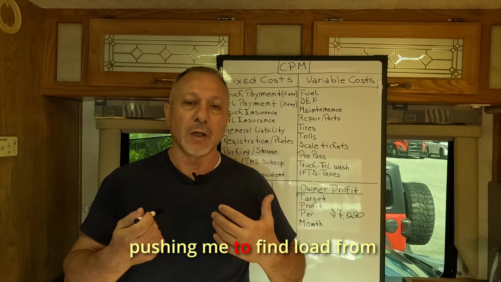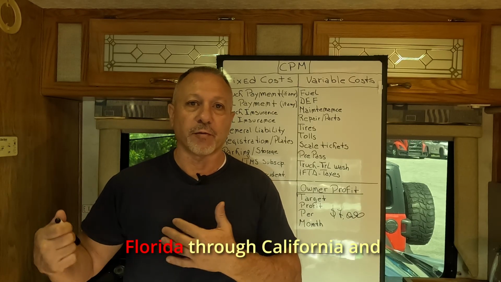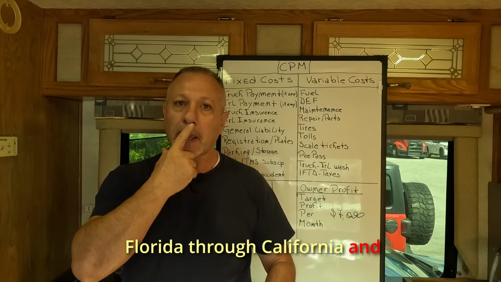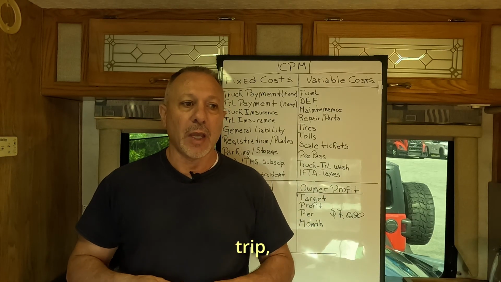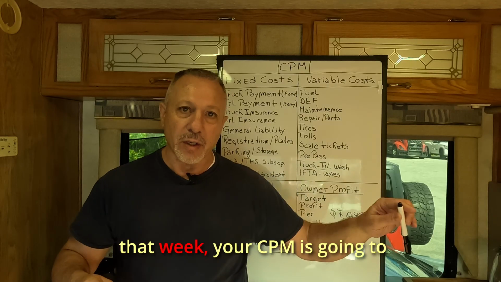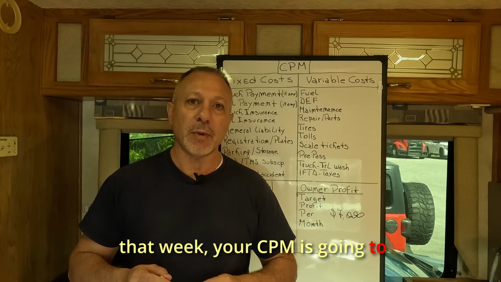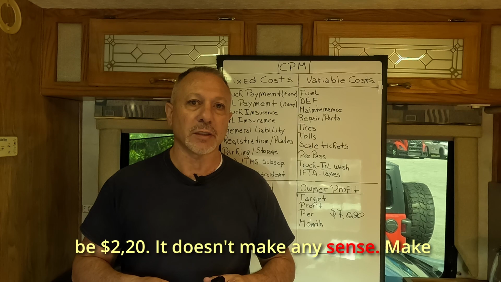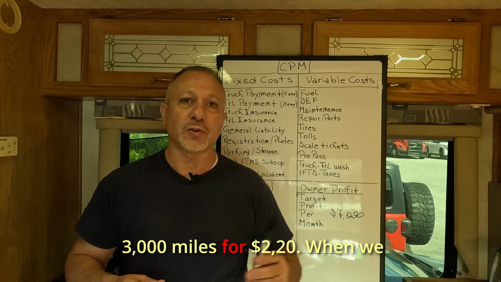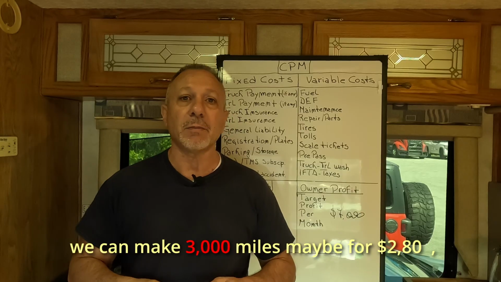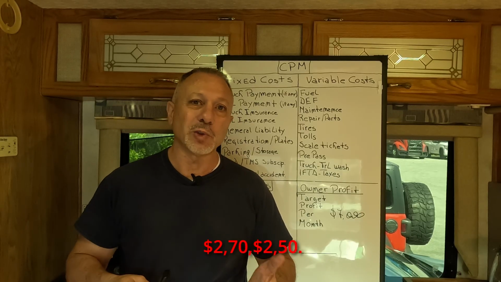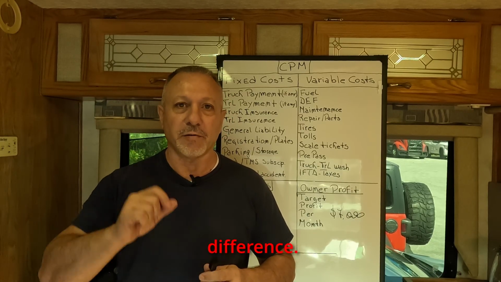If you're pushing me to find loads from Florida through California, 1 week a trip, at the end of that week your CPM is gonna be 2.20. It doesn't make any sense. You know, making 3,000 miles for 2.20, when in the whole week we can make 3,000 miles, maybe for 2.80, 2.70, 2.50. That's the difference, you know.